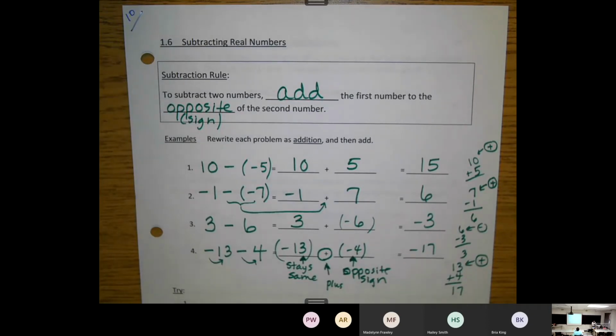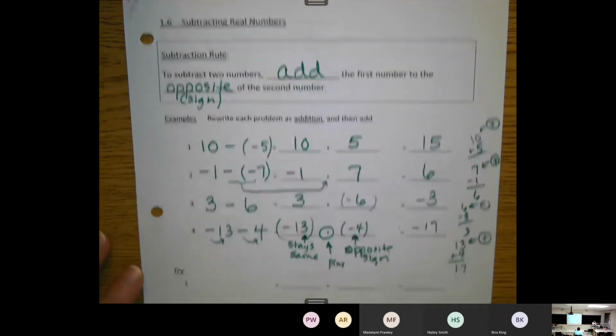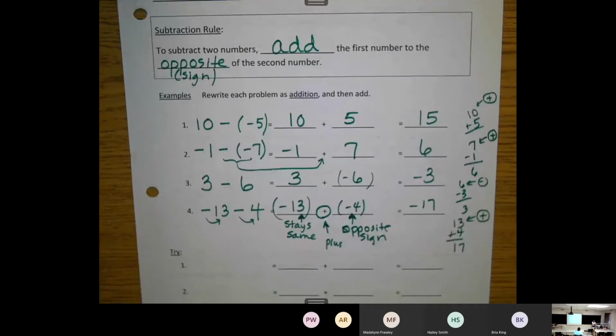So we don't really need a whole new set of rules. We see how we can think of any subtraction as an addition. Anything you'd like to ask about it first before we try a few?